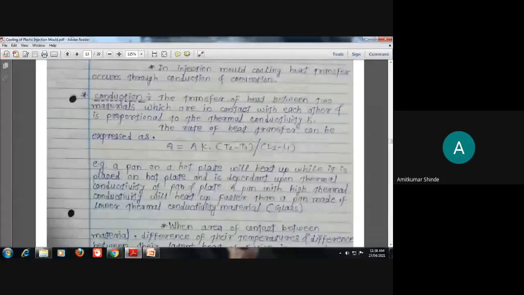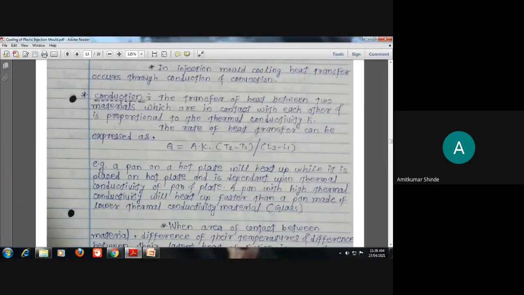Whenever the transfer of heat takes place between two materials which are in direct contact with each other, that will be termed as heat transfer by conduction. And this heat transfer will be directly proportional to the thermal conductivity of both materials.